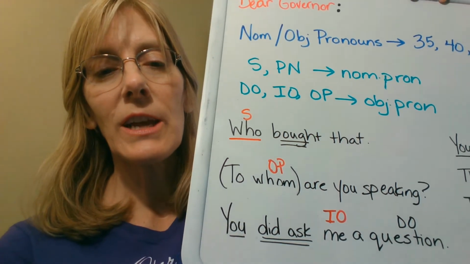You also can check and see that me is in the objective pronoun list, so you know it's either acting as the direct object, the indirect object, or the object of the preposition. In that particular sentence, it was acting as the indirect object. Do you trust them? That's D. You want to change that into a statement. So it would be, you do trust them.